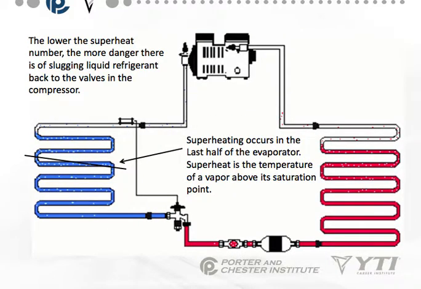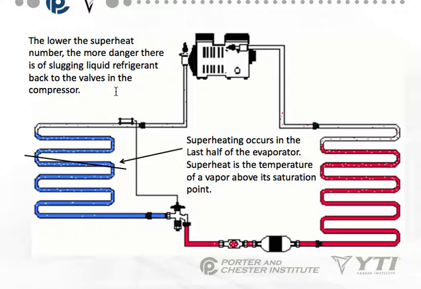Superheating occurs in the last half of the evaporator. The evaporator superheat is the temperature of vapor above its saturation or boiling point. So again, above the point where it changes from a liquid to a vapor, we add sensible heat. If our superheat is too low, the more danger we have of getting liquid refrigerant back to the valves of the compressor. You want to have a superheat of 8 to 12 degrees.